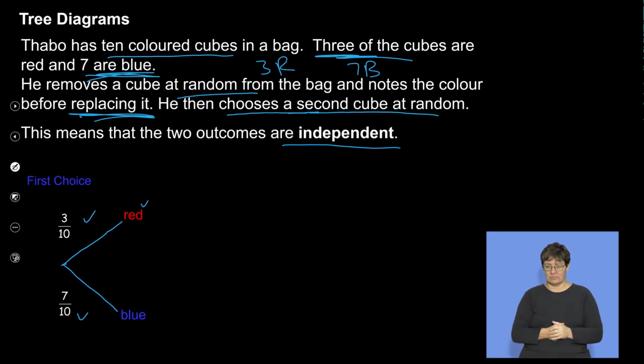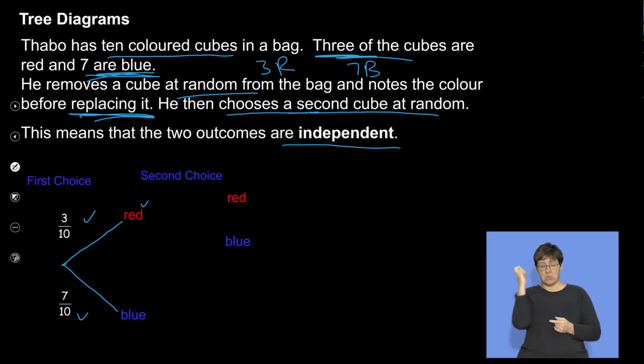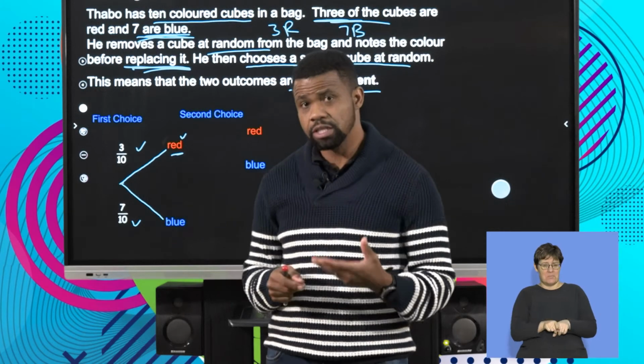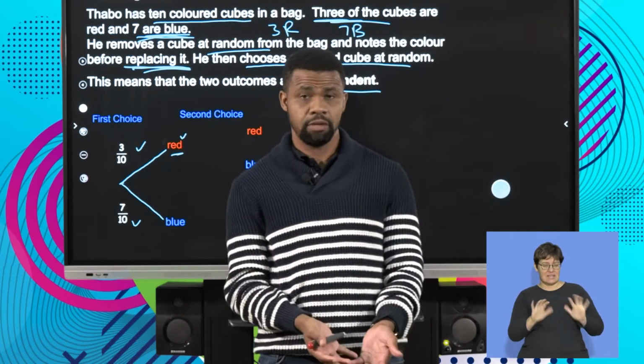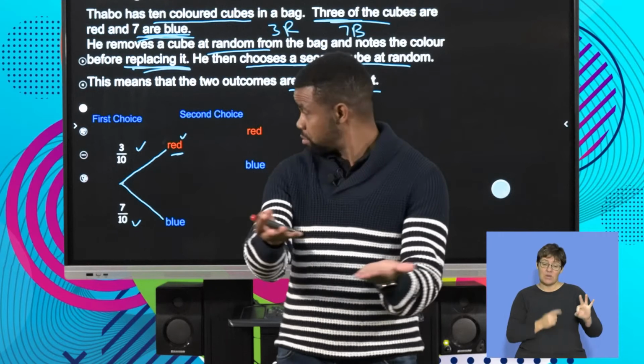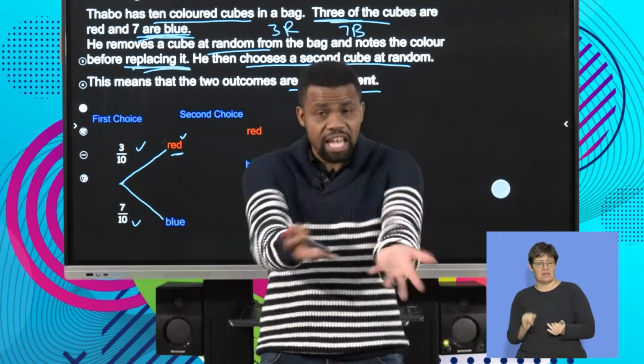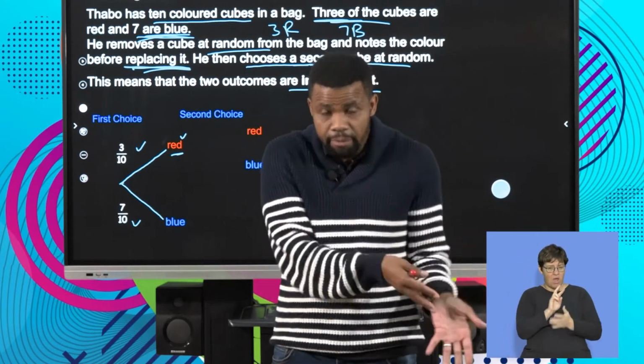What do we get for the second choice? We can still get red or blue. It doesn't matter. I'm getting red for the first time, but I replace it, so I can still get red or I can get blue. What about the probabilities? Will the probability change? No. Because I'm replacing it back, I still have 10. I still have 3 red, I still have 7 blue. Nothing has changed because I'm replacing it.